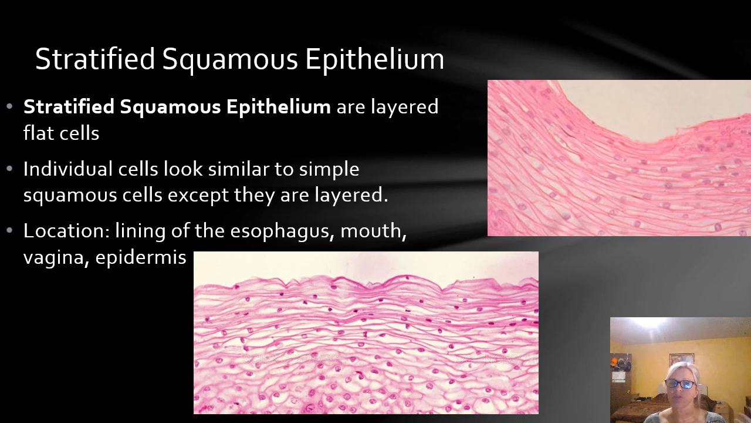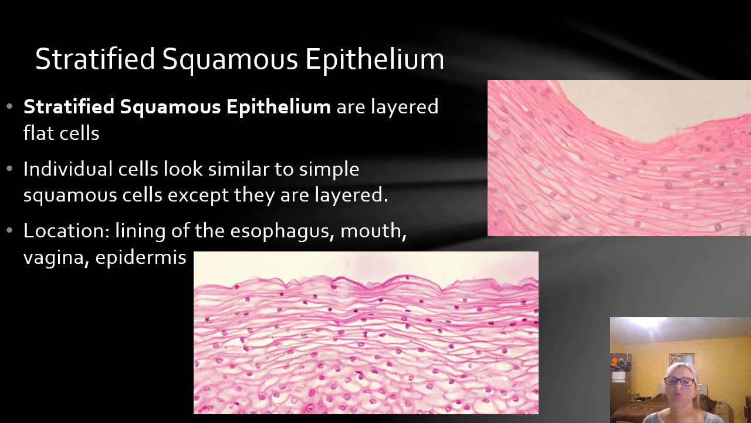But we need to know the difference between the words for single layer or multiple layers. So quiz time, what is the word for a single layer of cells? You said simple, you are correct. And so stratified means multiple layers of cells. And these pictures are very good representations.